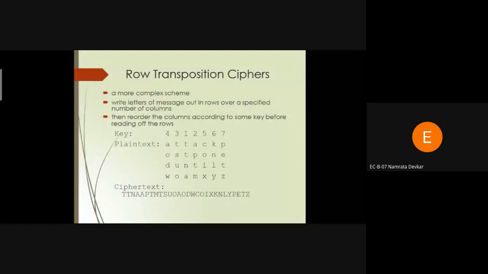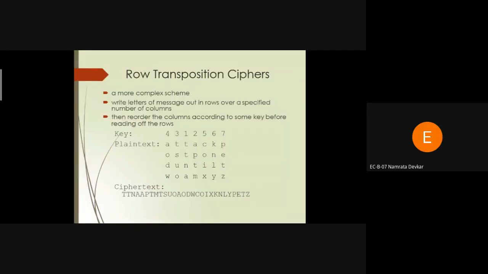So everyone focus on the plain text. Our plain text is attack postponed until 2 a.m. I represented this plain text in the 5 by 5 matrix. If a space is blank, then we can write any random letters, so in the last row, we can write X, Y, and Z. Is this step understood, how we can represent our plain text into the 5 by 5 matrix? Yes.